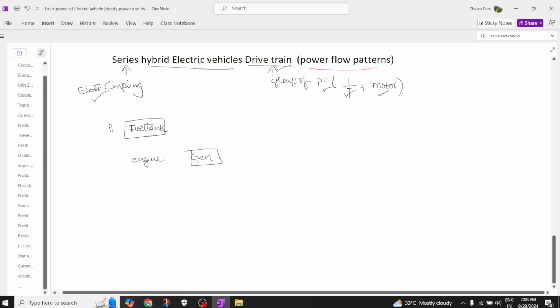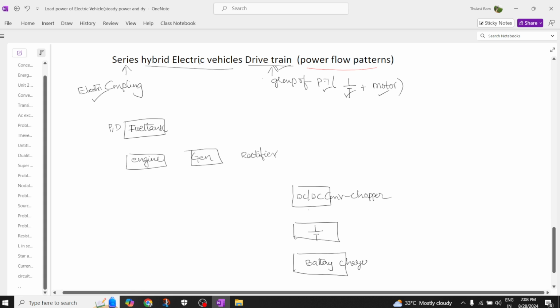So in this fuel tank we can fill petrol or diesel, then the generator, and then you have a rectifier part, and you have a DC to DC converter part, which is called a chopper, and then it is connected to the battery, and this battery is connected to a battery charger, which charges the electric battery, and the output of this DC to DC converter we are going to connect to the motor controller, and this motor controller is connected to our traction motor.